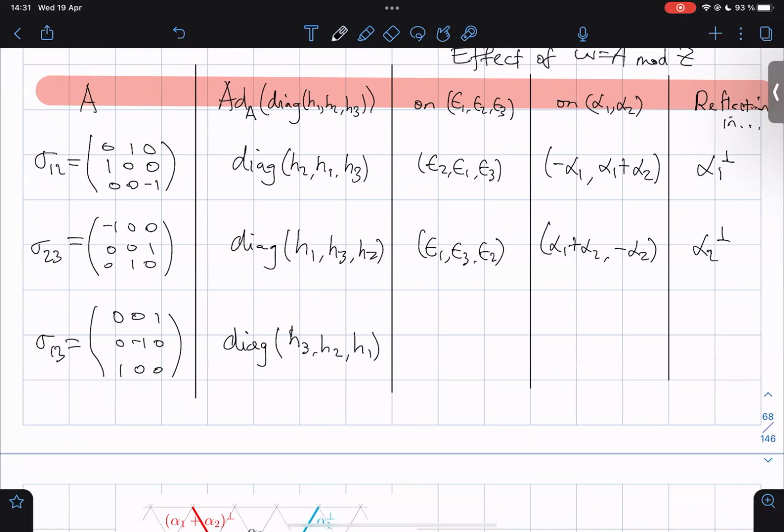Okay, so here I'm swapping the first and the third. Okay, and what is the effect over here? Alpha 1 gets sent to minus alpha 2. This gets sent to minus alpha 1. Okay, here it's in fact a reflection in alpha 1 plus alpha 2 perp.